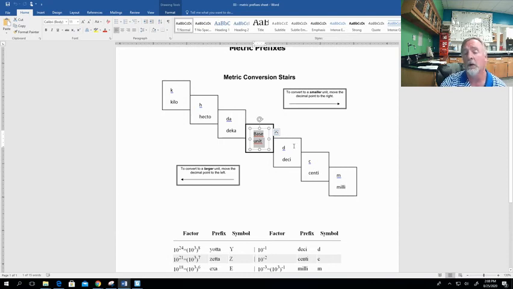Going the other way, they're going down by tens as well, right? This first one to the right is little d. That's deci. We're talking about 1/10. Next comes C for centi. That's 1/100th. And then finally M for milli, 1/1000th.